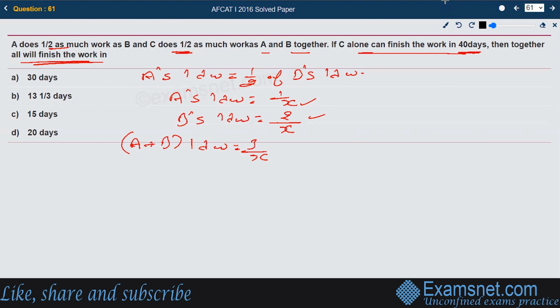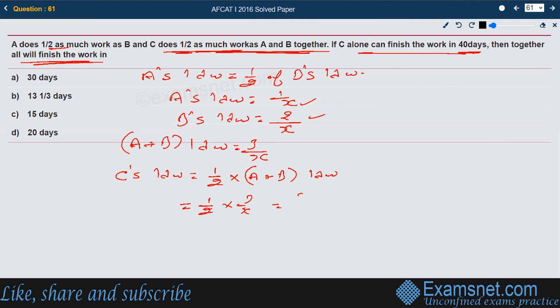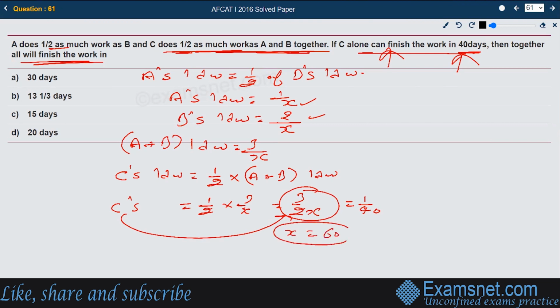Then in the next line he says C does half as much work as A and B together. So we can simply write C's one day work is going to be half as much as A plus B combined one day work. So we can simply take 1 by 2 of 3 by x, that is nothing but 3 by 2x. So this 3 by 2x is C's one day work. But in the line he has said C alone can finish the work in 40 days. So simply C's one day work is 1 by 40. And by our calculation, C's one day work is 3 by 2x. So obviously 3 by 2x is equal to 1 by 40. And if we solve this, we get the value of x as 60.